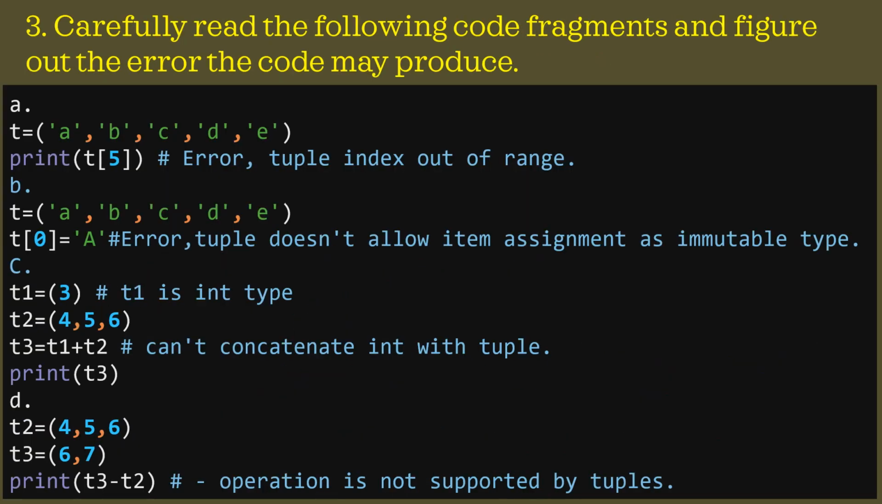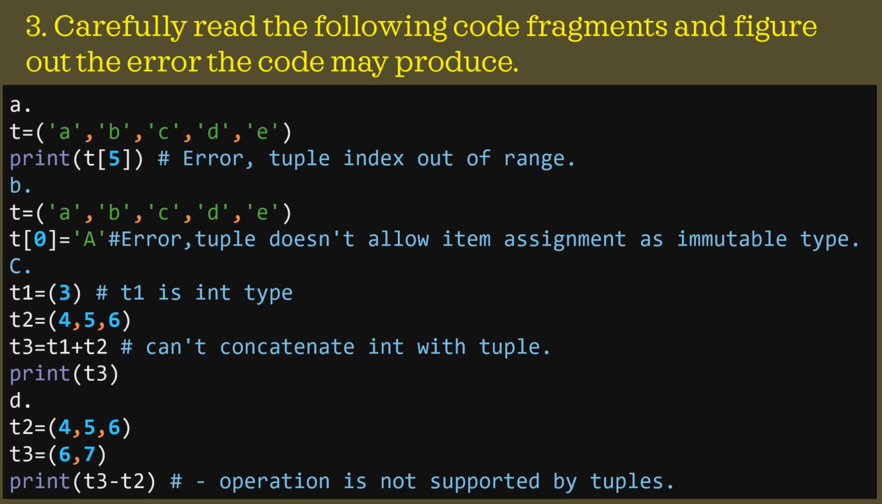Now carefully read the following code fragments and figure out the error the code may produce. The first code is T is equal to A, B, C, D, E, a string each, which is a tuple type of variable. Now we are trying to print T of 5, the value at index number 5. This is going to give you an error because the maximum index number is 4: 0, 1, 2, 3, 4. So it will give you a tuple index out of range error.